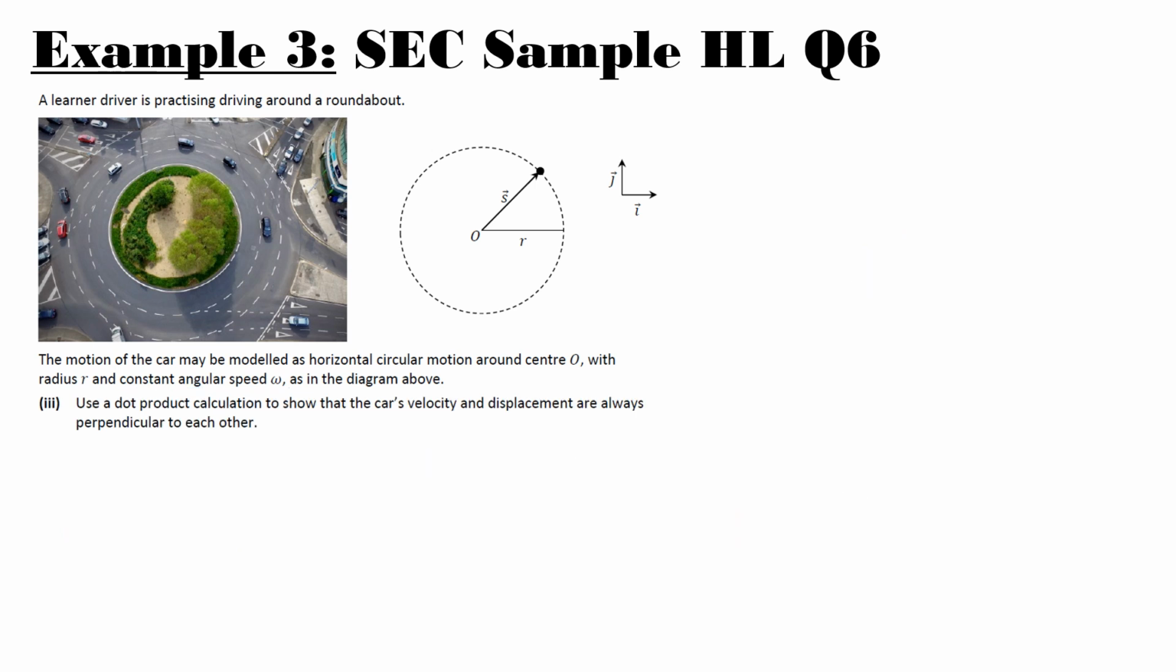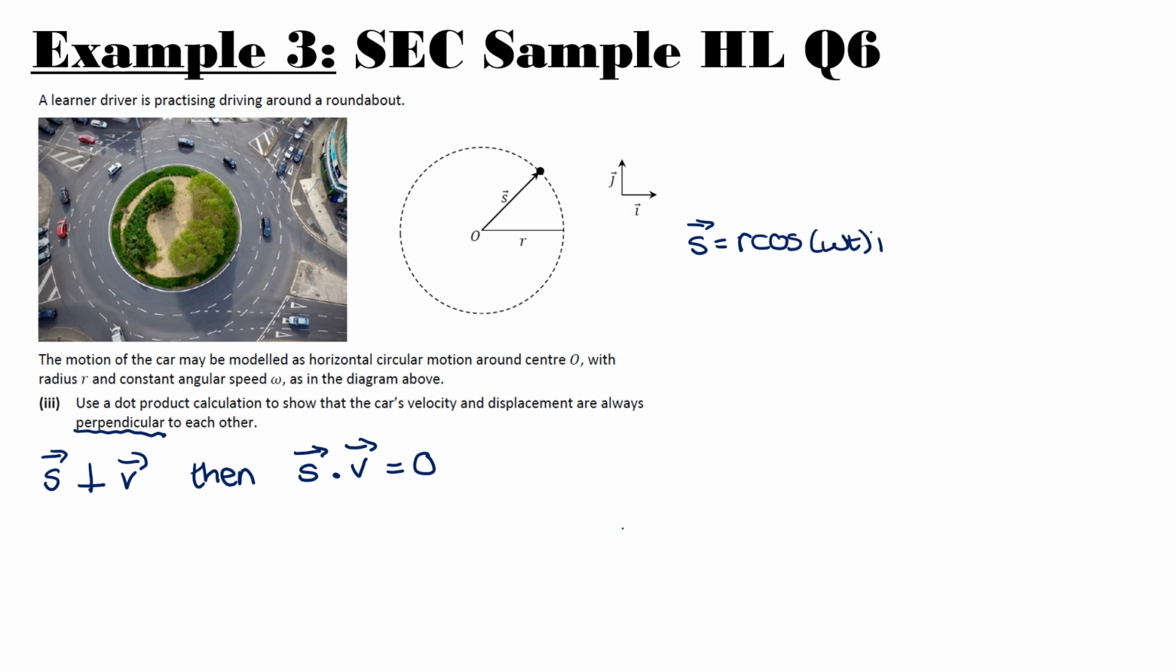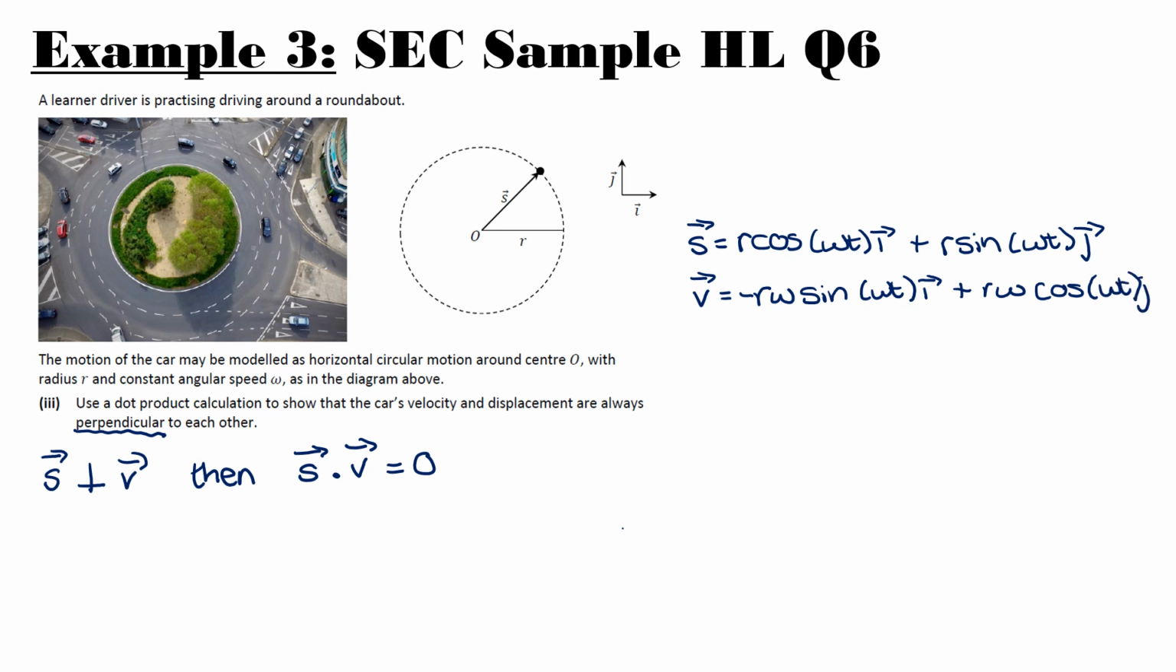So then it says, use a dot product calculation to show the car's velocity and displacement are always perpendicular to each other. In order for these to be perpendicular, if s is perpendicular to v, then the dot product of s and v should equal 0. So let's get our two vectors here. s was cos omega t i plus sine omega t j, and our v is minus omega sine omega t i plus omega cos omega t j.